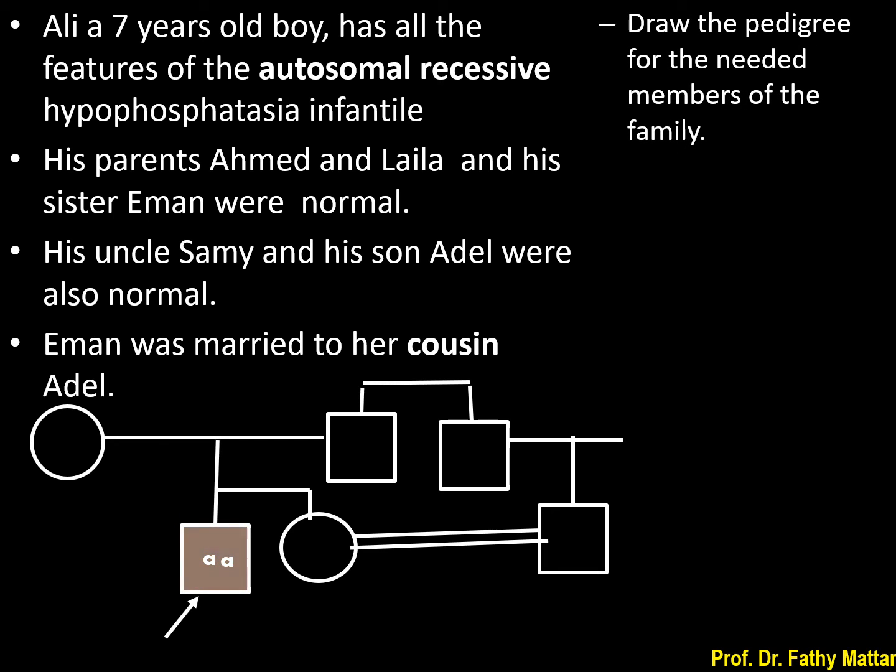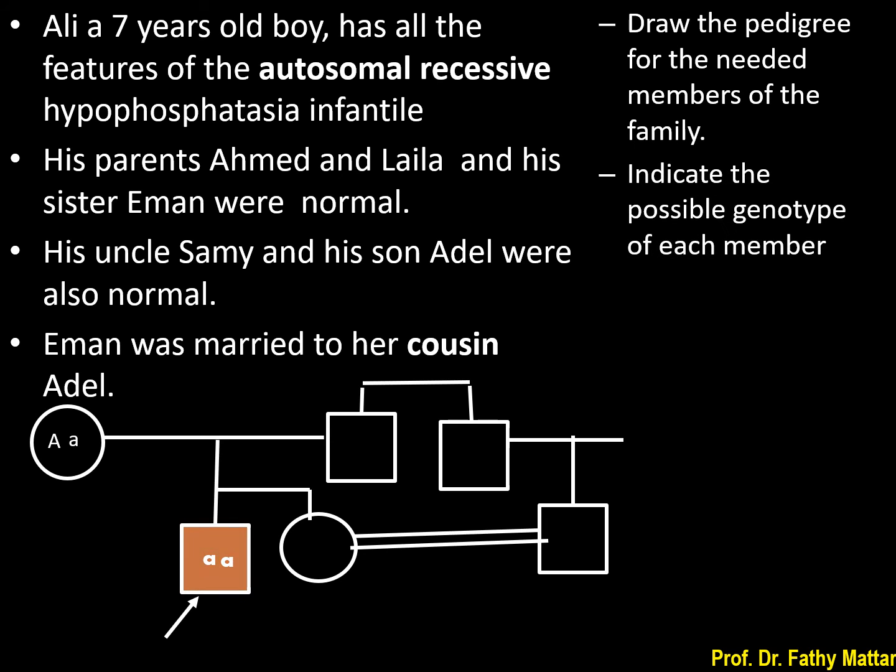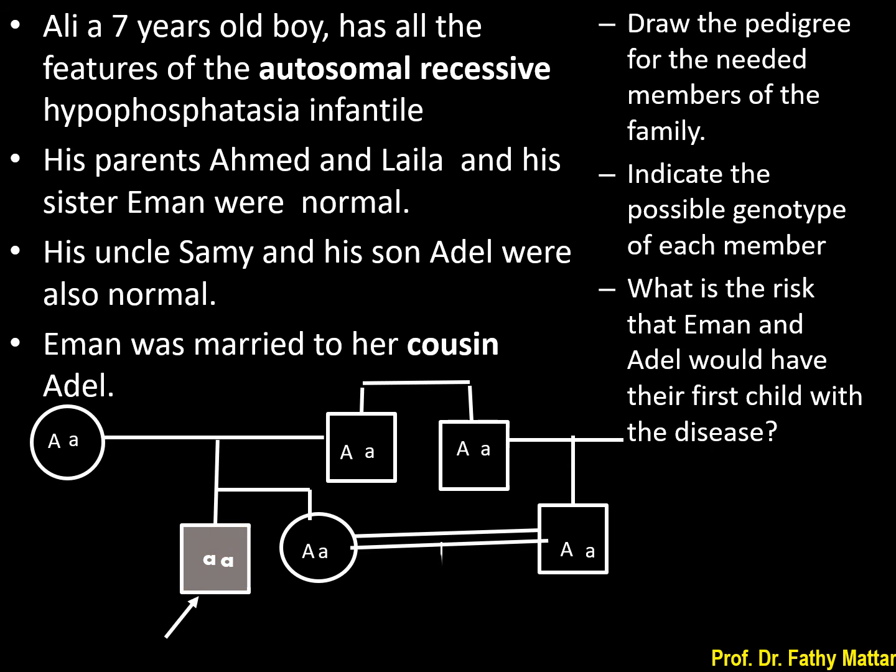Now, this is the pedigree which is needed for this case. Indicate the possible genotype of each member. Of course, Ali is homozygous recessive, and the rest are possibly heterozygous. What is the risk that Iman and Adil would have the first child with the disease?